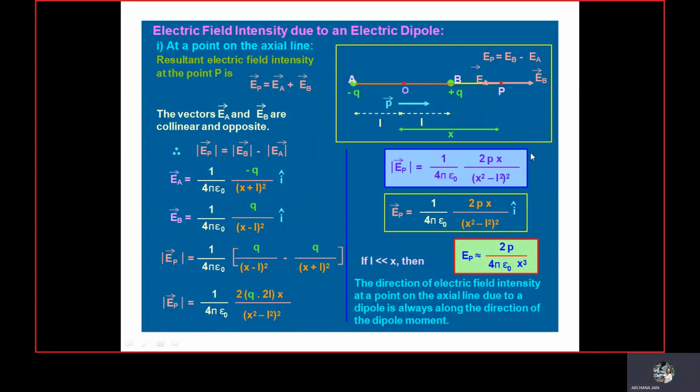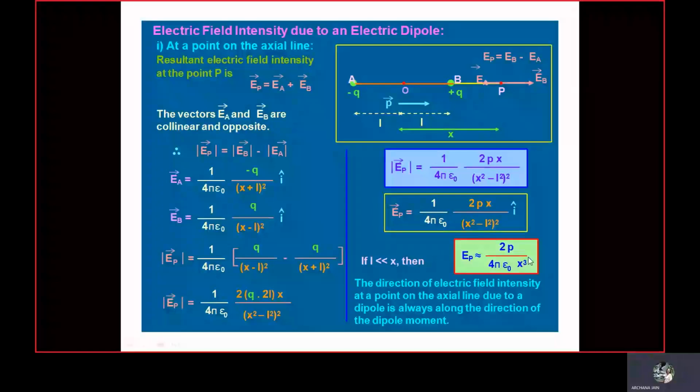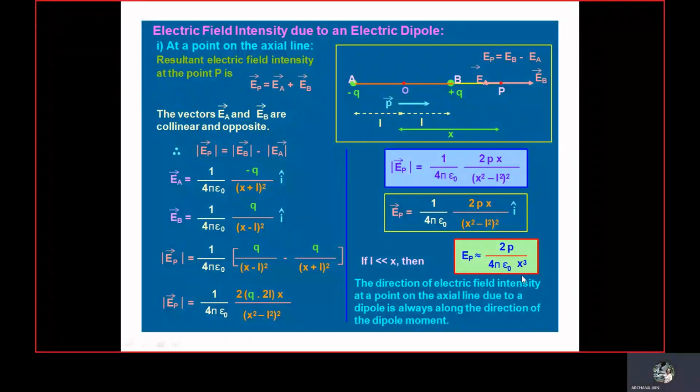The direction of the electric field is in the direction of EB. That's why it is in the direction of i cap. And EP is equal to 1 upon 4 pi epsilon naught, 2px upon (x square minus L square) whole square, i cap. If we take L very much less than x, then L is neglected in the denominator and you will get 1 upon 4 pi epsilon naught, 2p upon x cube. Magnitude is this. The direction is in the direction of EB, along i cap.